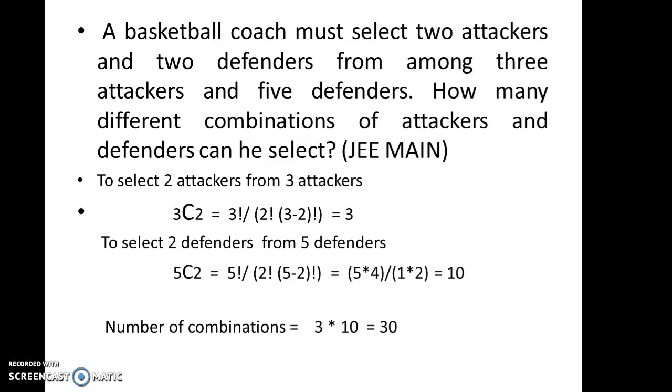Again, to select 2 defenders from 5 defenders, the combination is 5C2. So the formula is 5 factorial divided by 2 factorial times (5 minus 2) factorial. As we applied a shorter way to calculate, in the numerator 5 into 4, the denominator 1 into 2, value is 10. So the number of combinations is 3 into 10. So totally 30 combinations are possible.